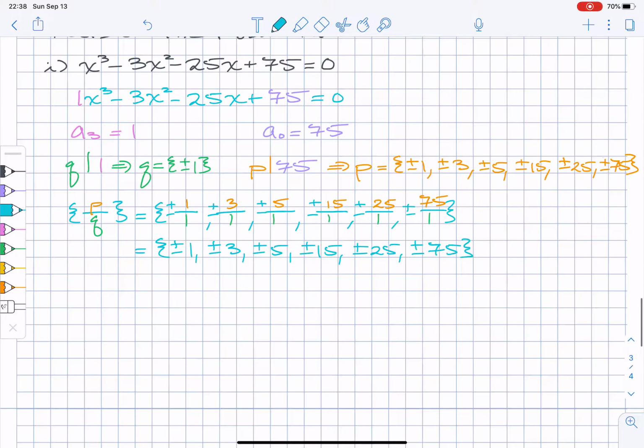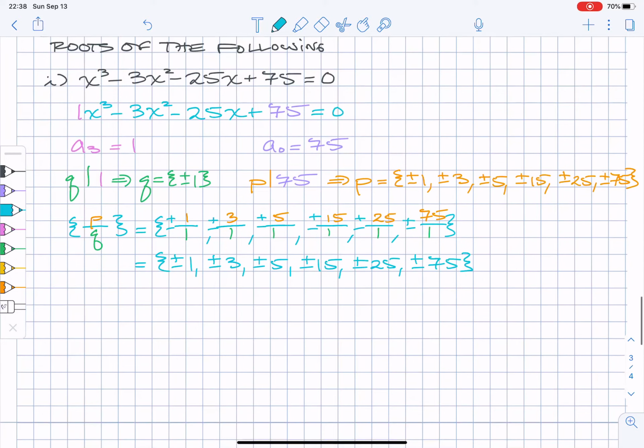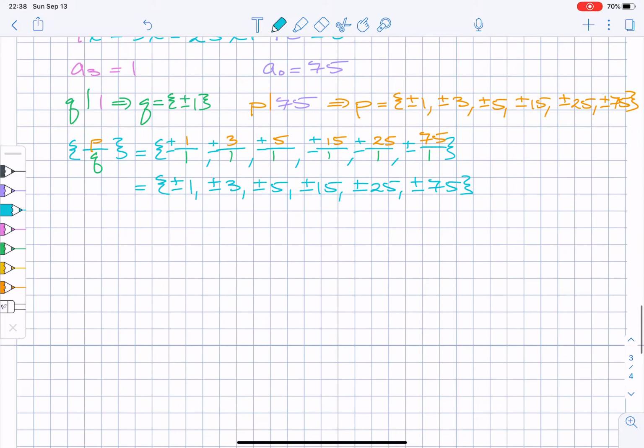You don't want to start with the high numbers. Let's start with 1. If I plug in 1, minus 3 is negative 2, minus 25 is negative 27, plus 75 is not 0, so 1 is not a root. So let's go ahead and give 3 a shot and see if that'll work.